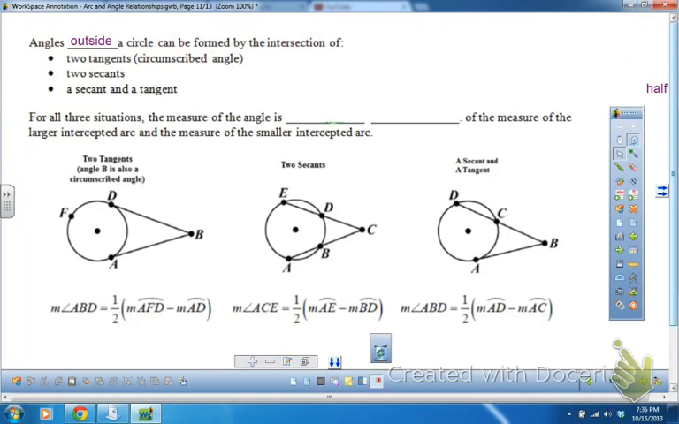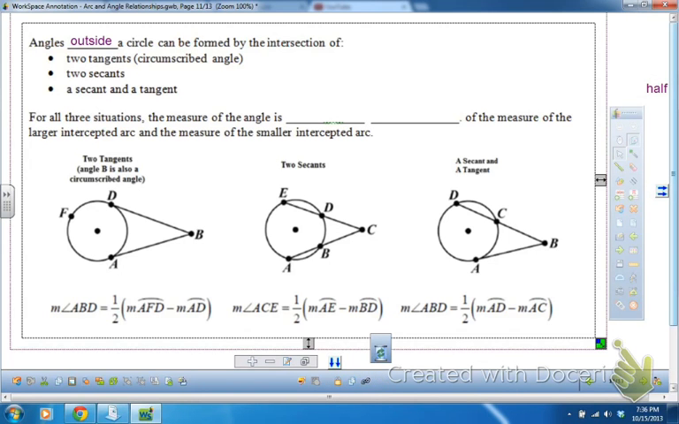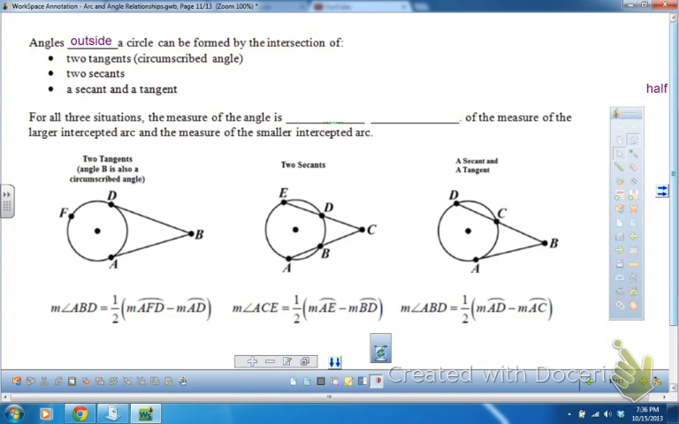Angles outside a circle can be formed by the intersection of, in this first example on the left, two tangents. Then over here you have two secants. And this last one, you have a secant and a tangent. So all three of these are doing the exact same thing where the vertex is sitting outside of the circle. And also, it intercepts the arc, creating an arc that is intercepted that is smaller, and then an arc that is intercepted on the outside. Well, they're both being intercepted between those rays of that angle.